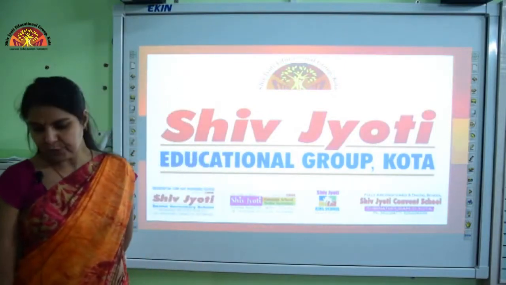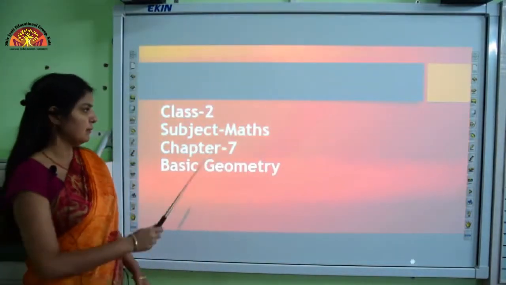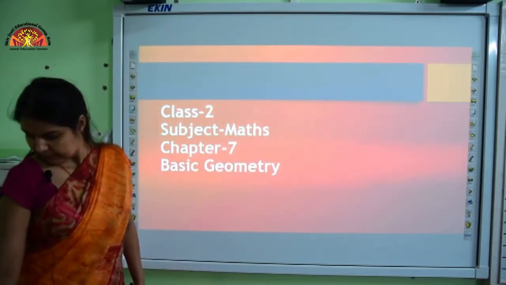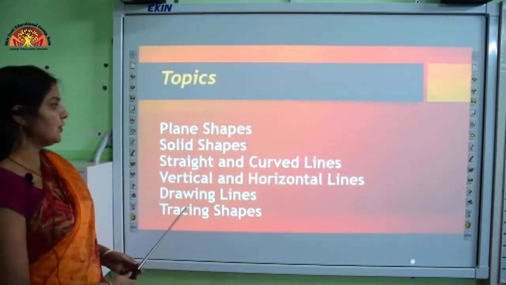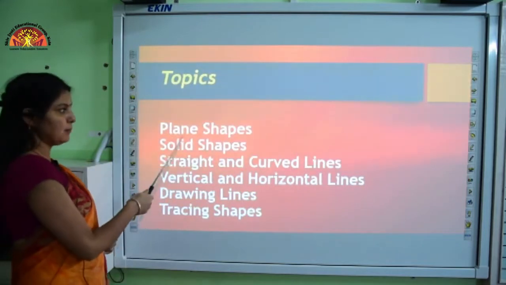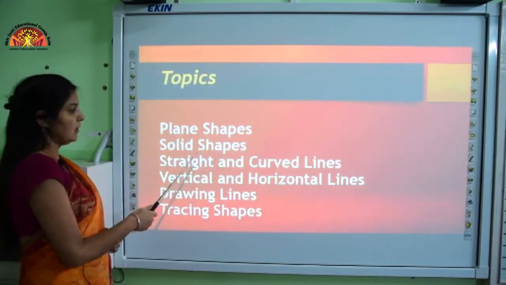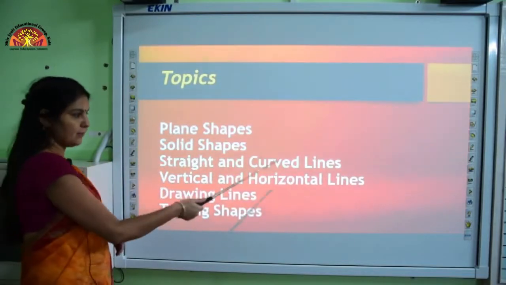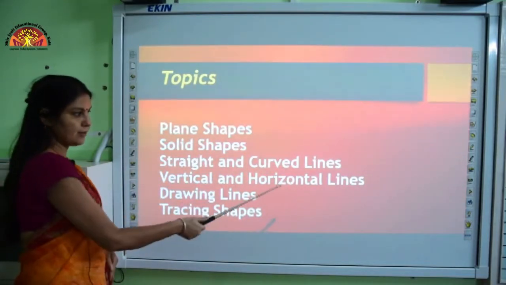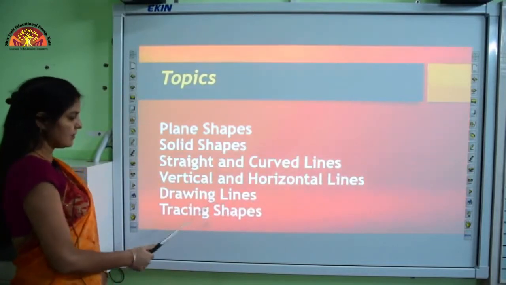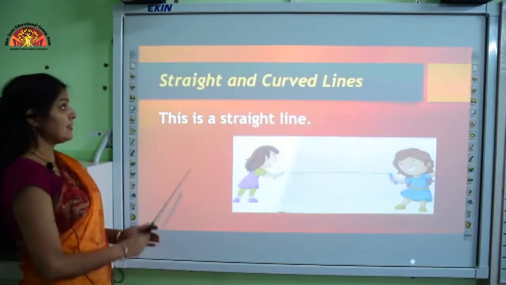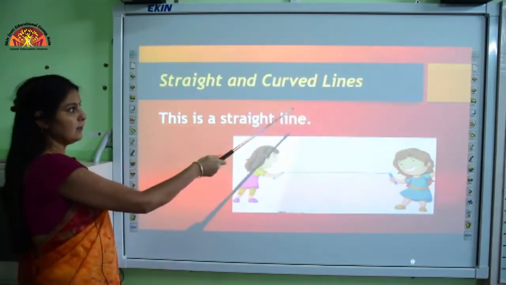Children, today I am going to teach you chapter 7 in maths. This is basic geometry. In the previous part of the video we have covered a few topics like plane shapes and solid shapes, and in this part of the video we are going to cover straight and curved lines, vertical and horizontal lines, drawing lines and tracing shapes. So let's start with straight and curved lines.